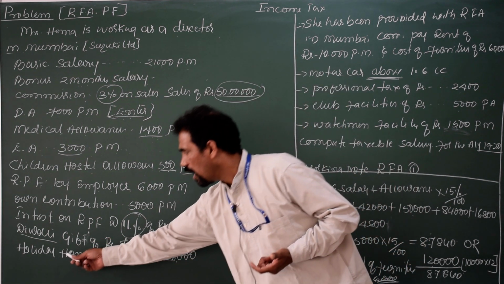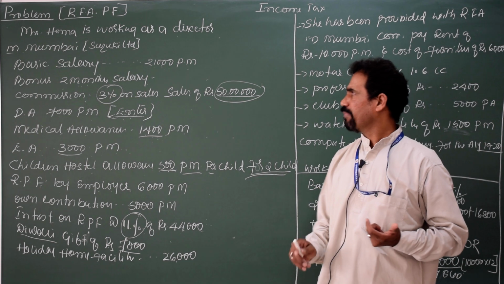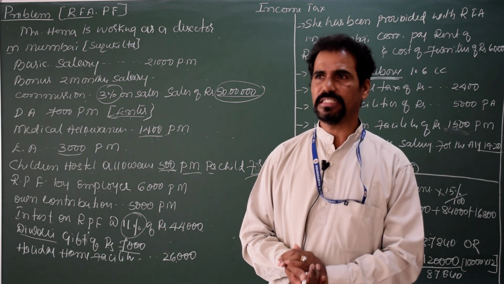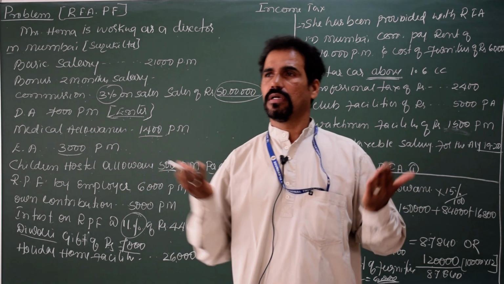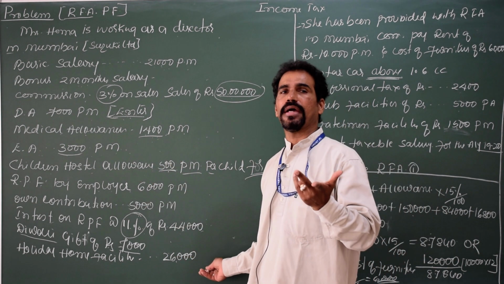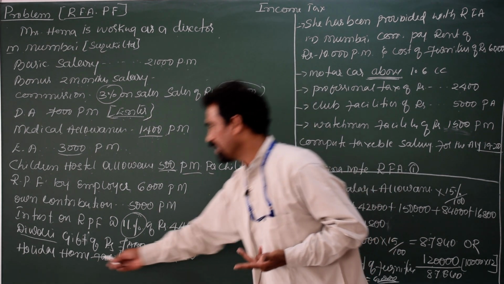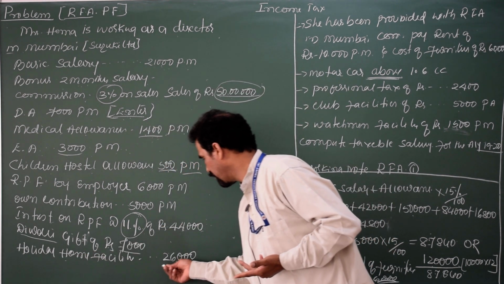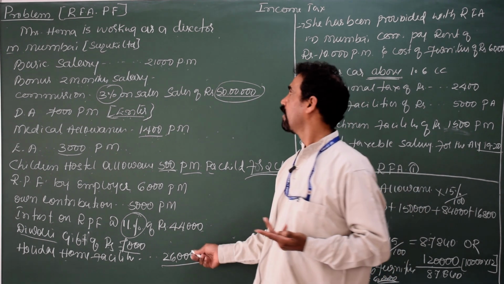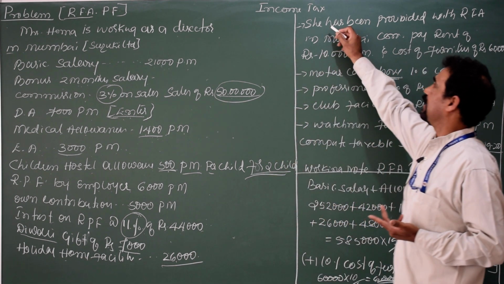Next, holiday home facility. Sometimes the employer gives this benefit to employees. All the benefits from the employer depend on the relationship between employer and employee. So he is given holiday home facility of rupees 26,000, but it is taxable.